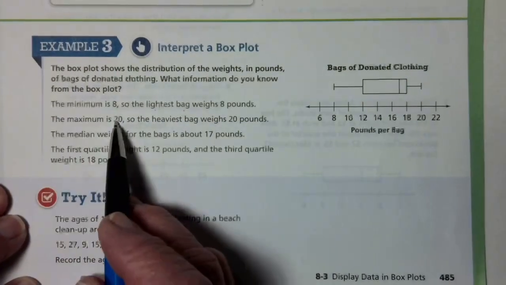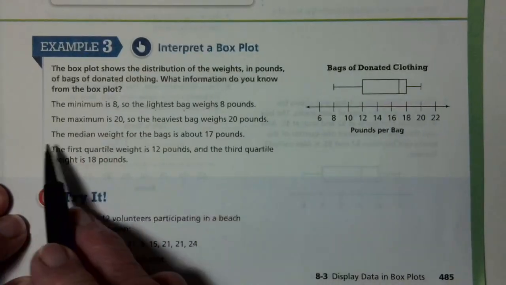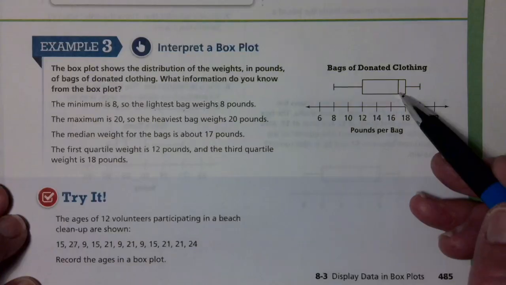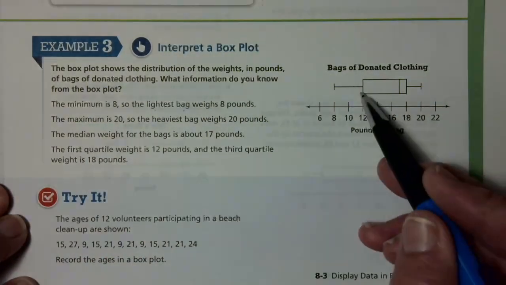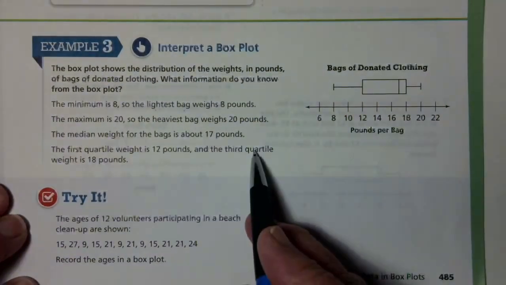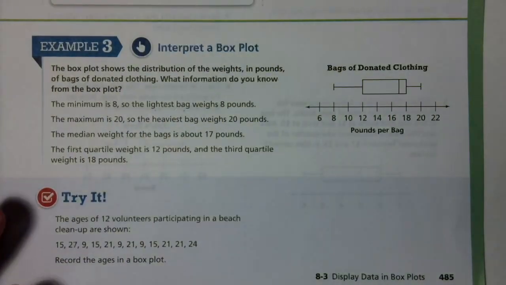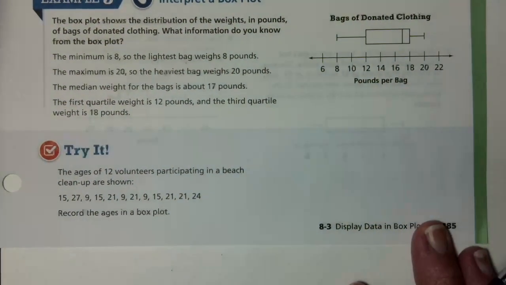The maximum is 20, so the heaviest bag weighs 20 pounds. The median weight for the bags is about 17. See right there? There's my median. I know where to look for it. The first quartile is 12 pounds because that's this end of the box. And the third quartile is 18 because it's that end of the box. And those are the things you're supposed to know about a box plot or a box and whisker. Okay? We're going to try it.